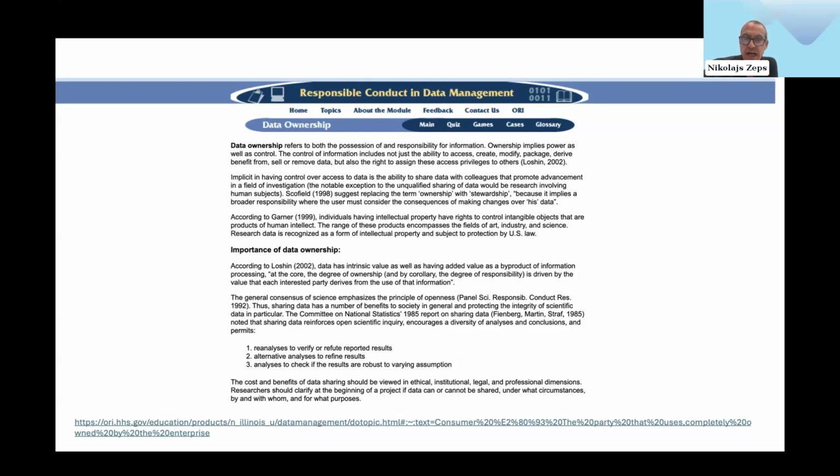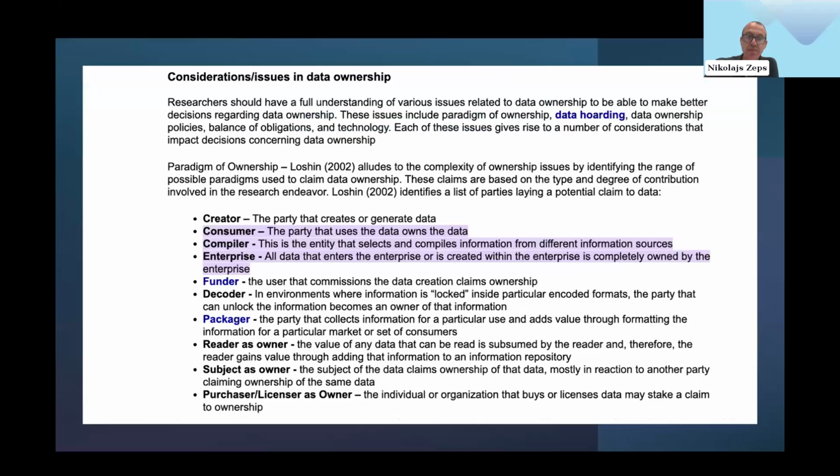But obviously, data ownership has importance. People often think about trading it. I know that a lot of people will be very upset if you said, oh, well, you're selling their personal data. And we only have to think of some of the scandals with Facebook and others, the Cambridge Analytica scandal. There's a huge nomenclature. I haven't got the time to go into this, but again, I'll make all of this available. Just about different terms that people use: creator, consumer, compiler, funder, decoder.